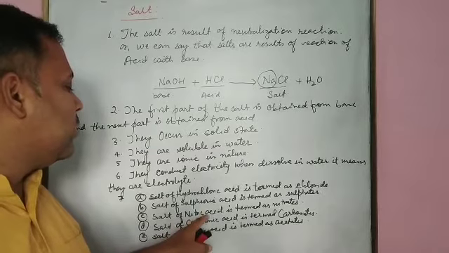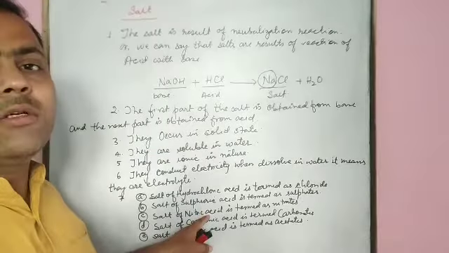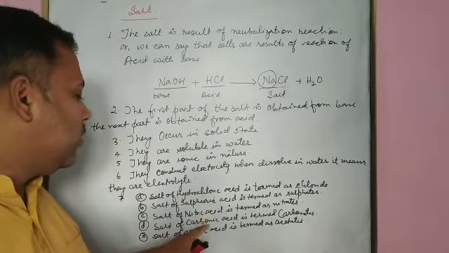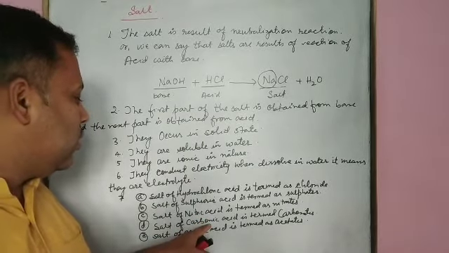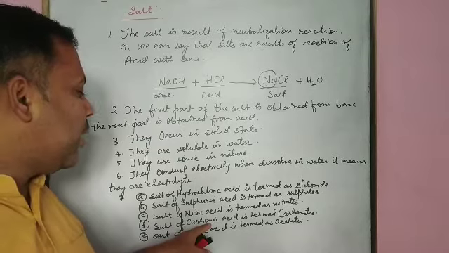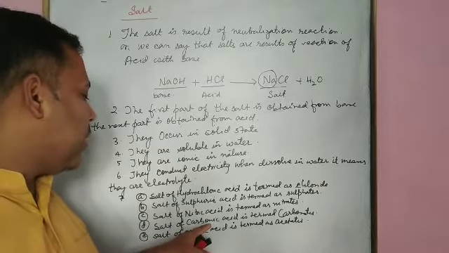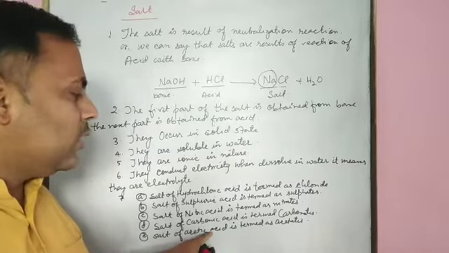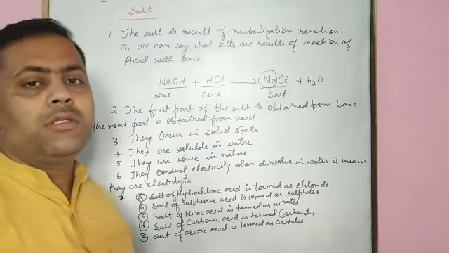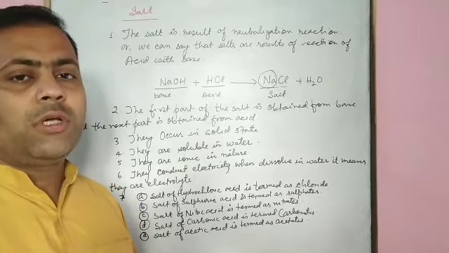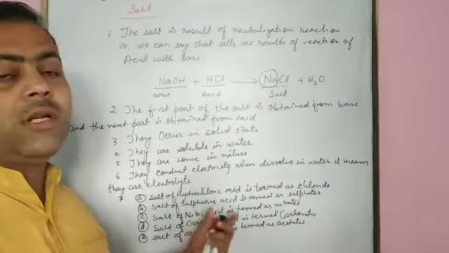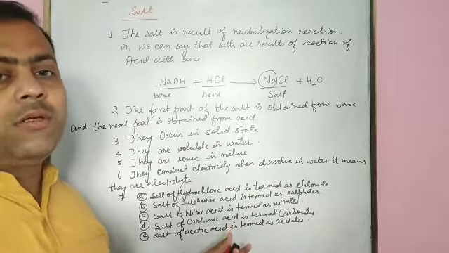If the neutralization of base occurs by nitric acid, it is termed as nitrate. If the neutralization of the base occurs by carbonic acid, it is termed as carbonate. If the neutralization of the base occurs by acetic acid, it is termed as acetate. This is how the name of the salt is derived from the acid which neutralizes the base.